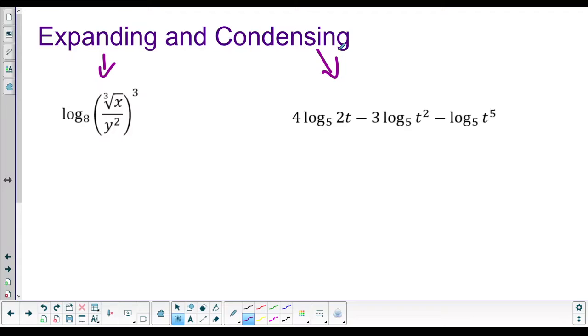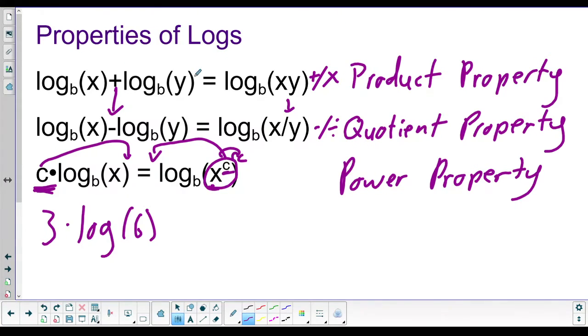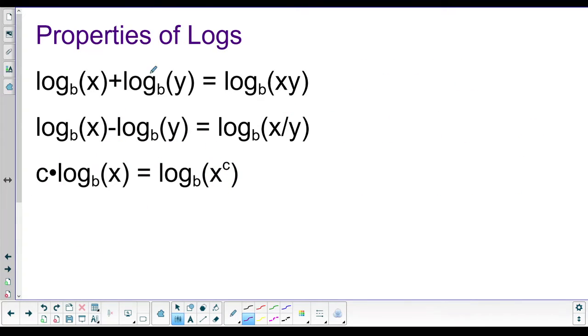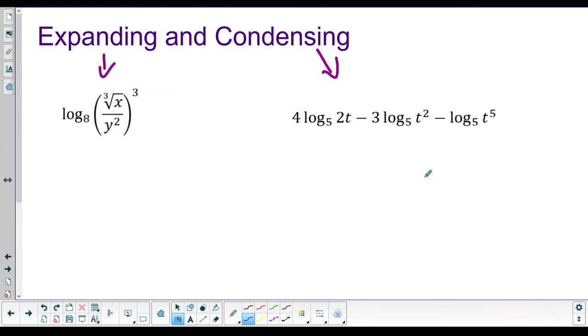Take a little sip of water there just to refresh my palate. So let's start with expanding. Actually, let's start with condensing. I changed my mind. Condensing, I think, is a little bit easier because we're going from the left side of all of these to the right side. So it seems like it flows a little better to me.